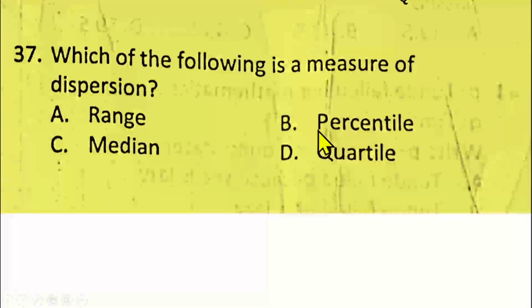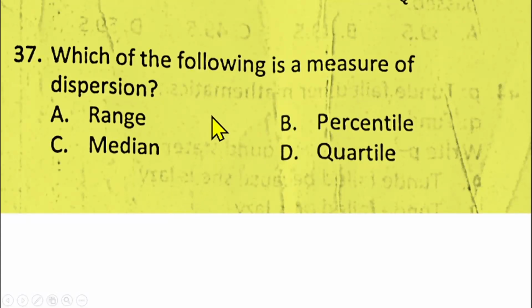Question number 37 is from measure of dispersion, which is statistics. Which of the following is a measure of dispersion? Range, median, percentile, quartile. Range is a measure of dispersion, which is option A.